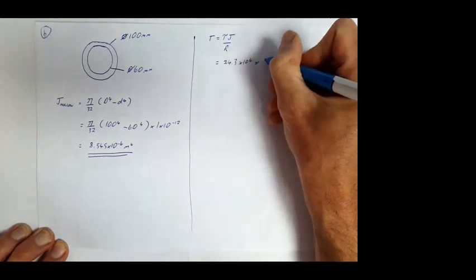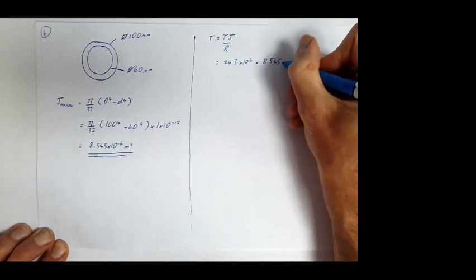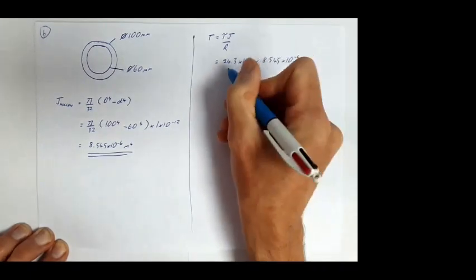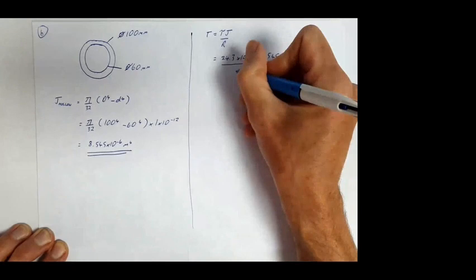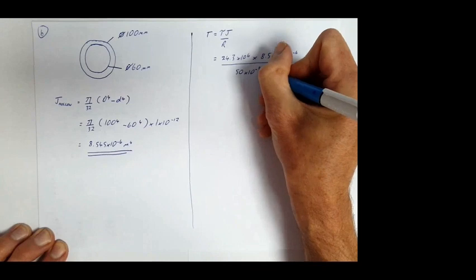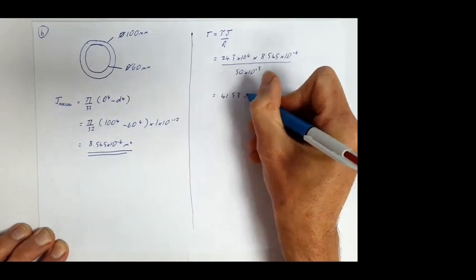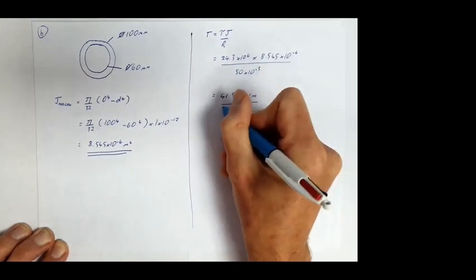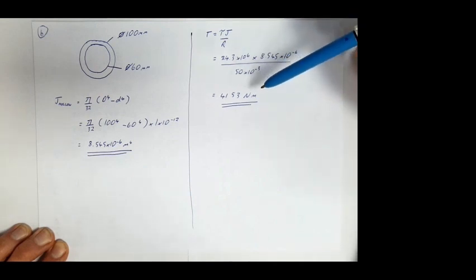J has reduced to 8.545 times 10 to the minus 6. And the radius, again, maximum shear stress is going to be on the outside of the shaft, so we'll take 50 times 10 to the minus 3, which gives me 4153 Newton meters. Okay, so before the shaft was carrying 4.77 kilonewton meters. Now the shaft is carrying 4.15 kilonewton meters.